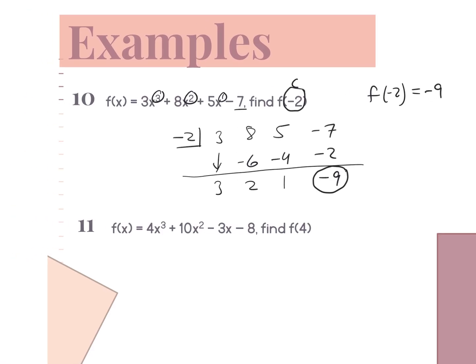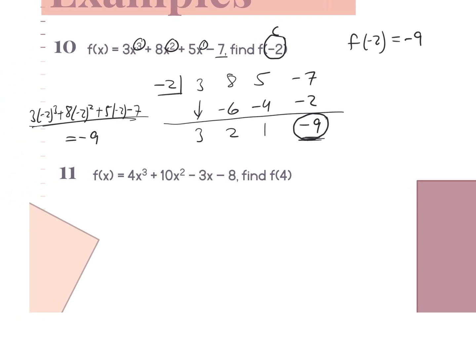And you can verify this if you want to, right? You can do 3 times negative 2 to the third plus 8 times negative 2 squared plus 5 times negative 2 minus 7. And you can simplify that whole thing, and you can verify that that does get you negative 9. I'm not going to do it in this video just because, like I said, it's going to take a little bit more work than just doing synthetic division, right? Maybe not that much work, right? This is something that I do expect you guys to know how to do, but in some problems, right, you can just use synthetic division to evaluate your functions a little bit faster. All right, so f of negative 2 is negative 9. And we can do the same thing with this one, right?